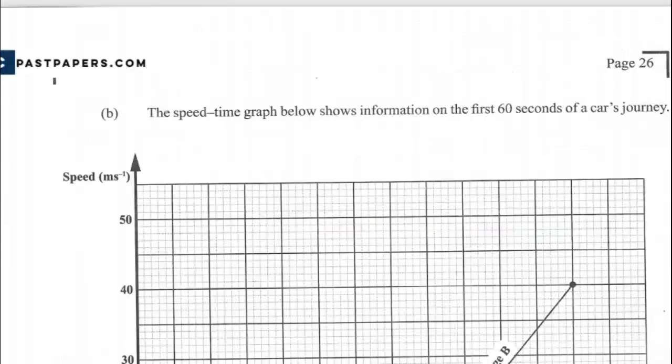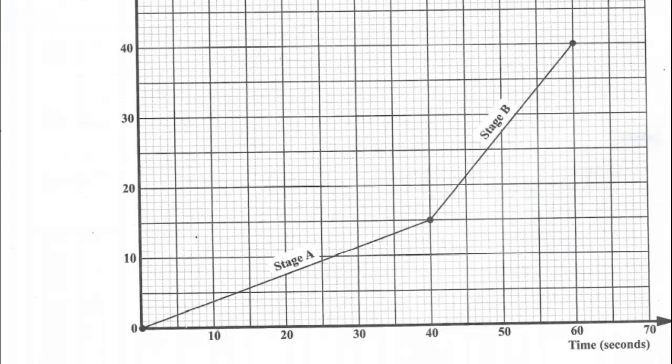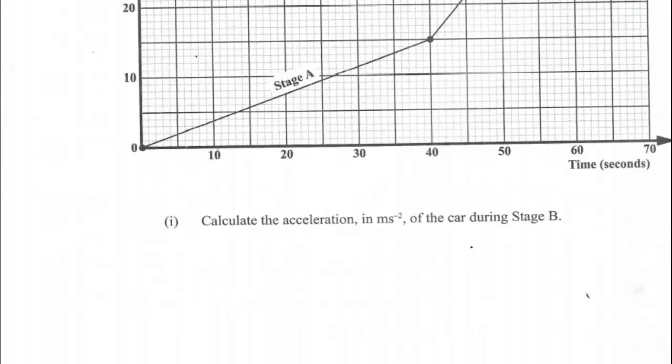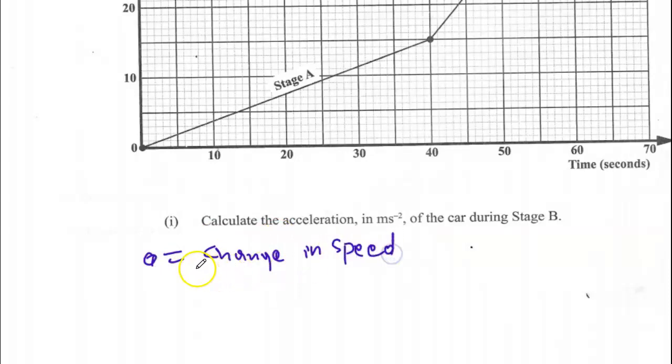So in part B, the speed-time graph below shows information on the first 60 seconds of a car's journey. The speed is on the vertical axis in meters per second, and we have time on the horizontal axis. We also calculate the acceleration in meters per second squared of the car during stage B. Now remember that acceleration a is equal to change in speed over change in time.